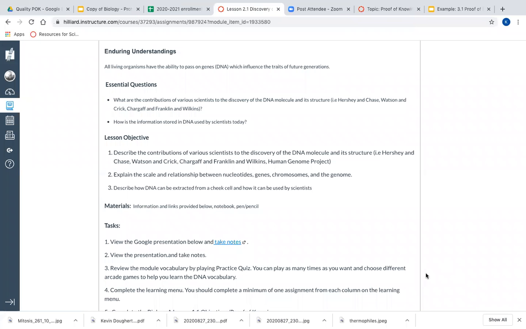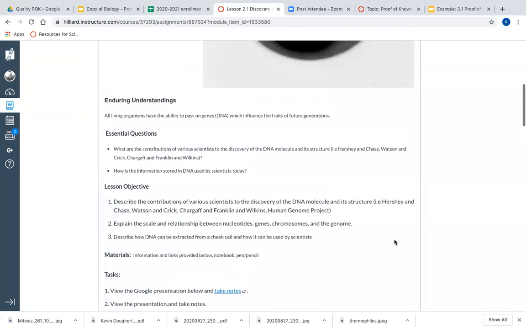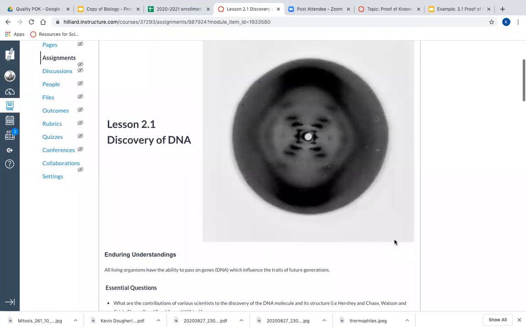Okay, everybody, here we go. This lesson 2.1 has to do with DNA. And what you're looking at here is a very famous X-ray of DNA.